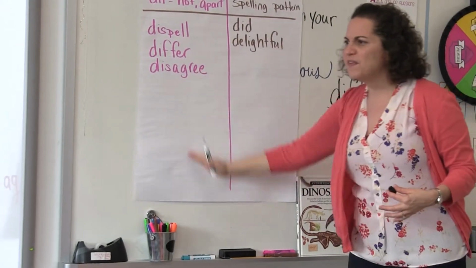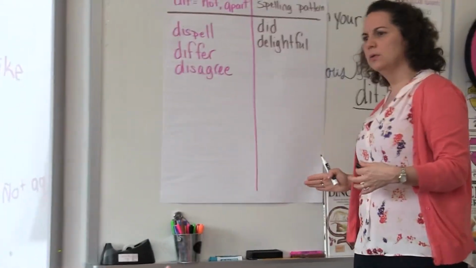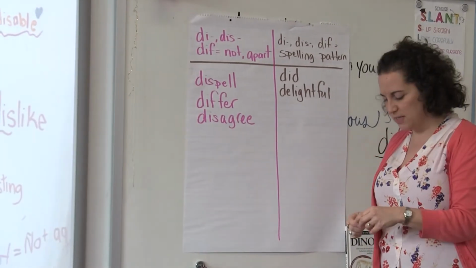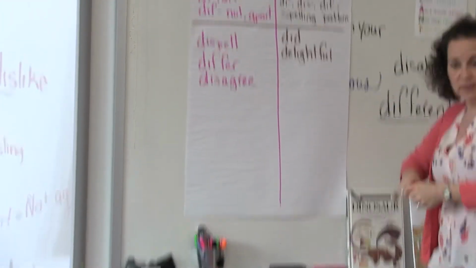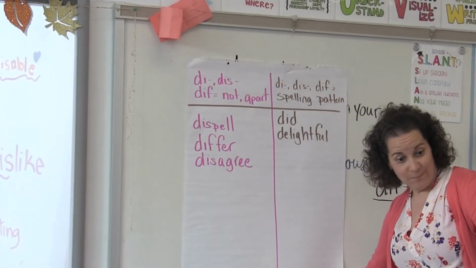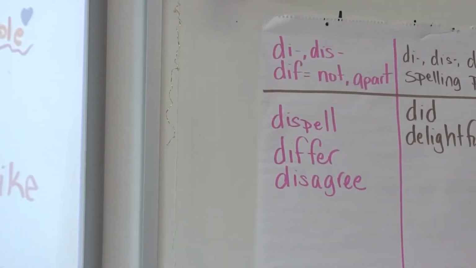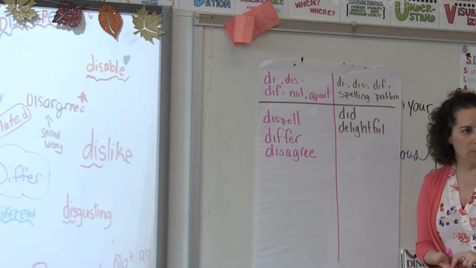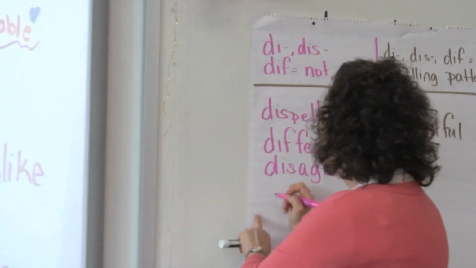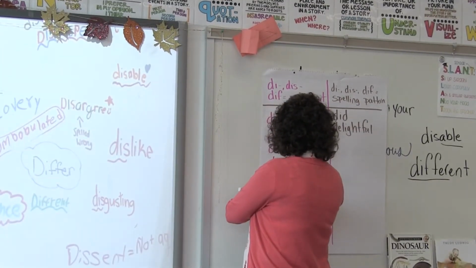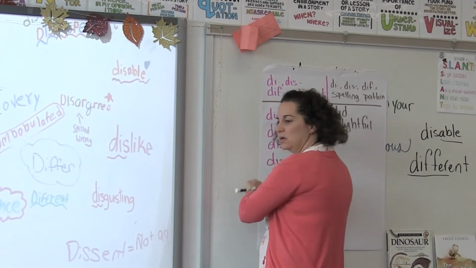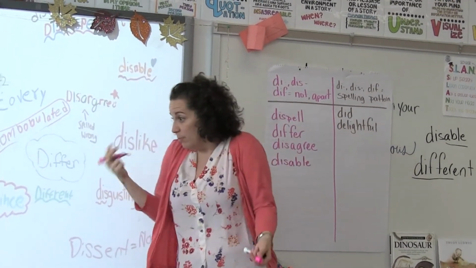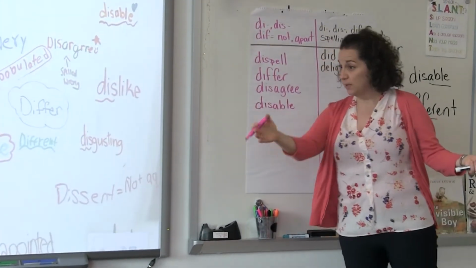So what do we think? Disable. Prefix or spelling pattern? Prefix. Right, because it has a root word and it has the meaning of not or apart. Disable. Good. What's the opposite of disable? What's a word that might be an antonym of disable? Yes, able. I'm capable. Yeah, honey.